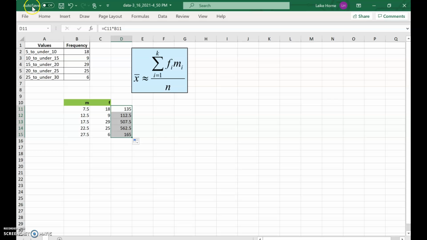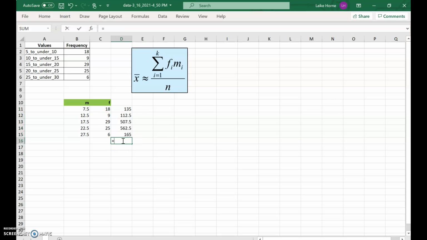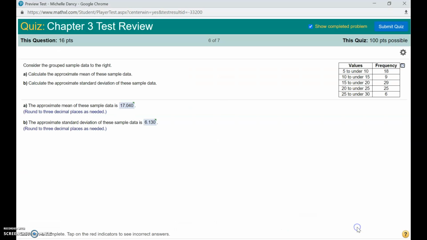And then we're going to do the sum of that. So the sum of your frequency times your midpoint. Okay, so it says the sum of frequency times midpoint is 1482.5. So to get the mean, we're going to take this divided by, we have 2756. I can't remember exactly.